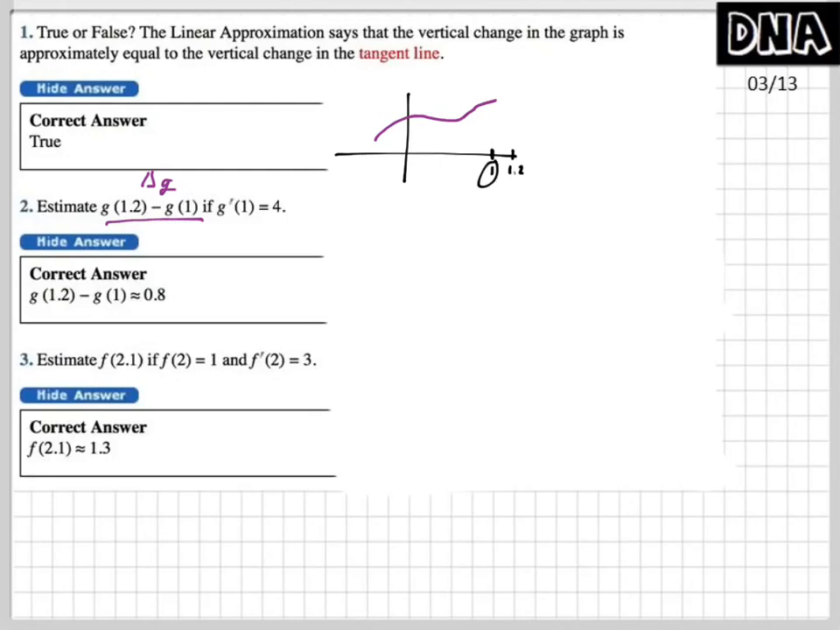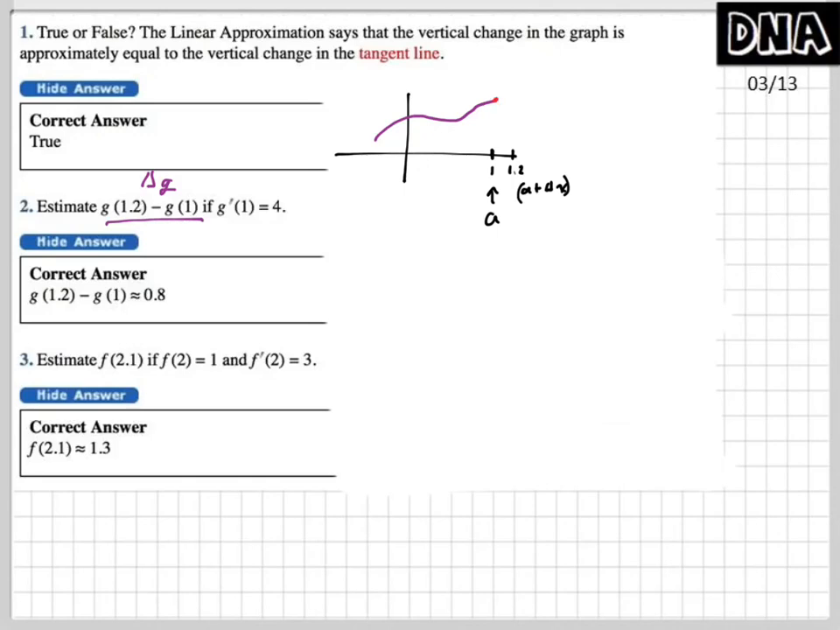This is always going to be your a, like in the formulas. This right here is a plus the change in x. And remember, you want the change in x to be small, because whenever you're approximating, the smaller the change is, the more accurate your prediction is going to be. So we don't really know what g is. It's just a visual.